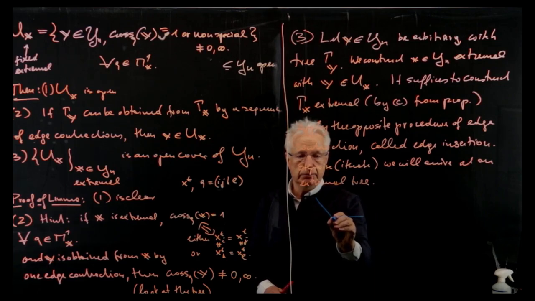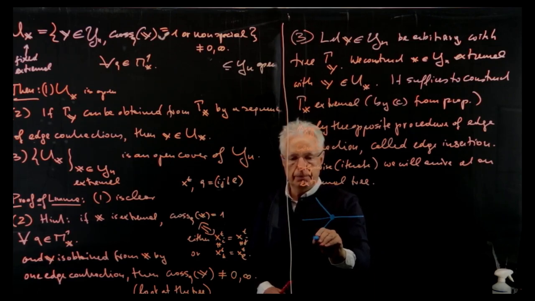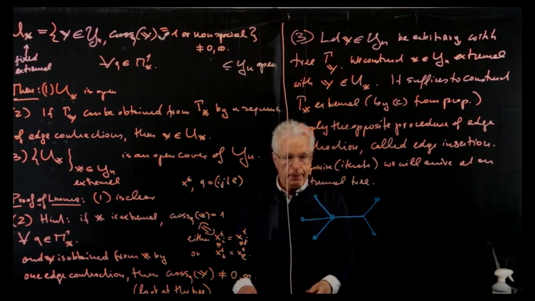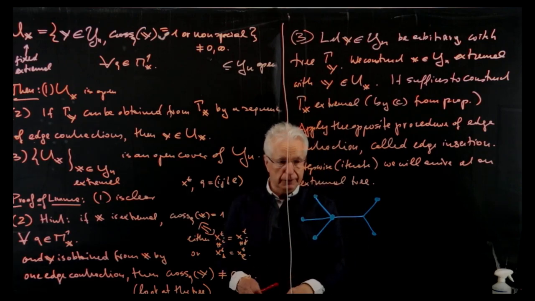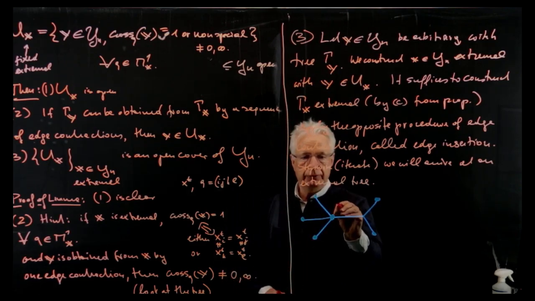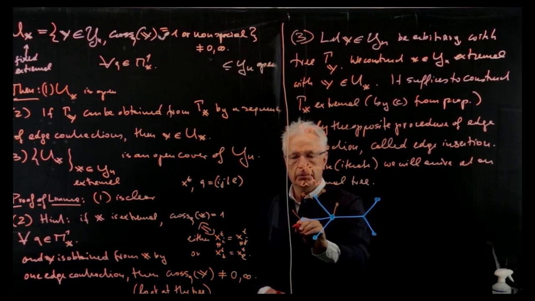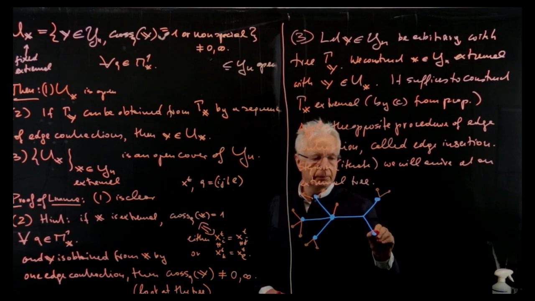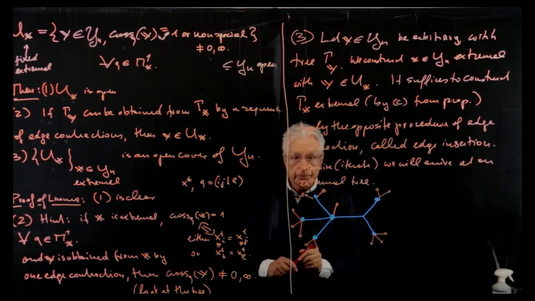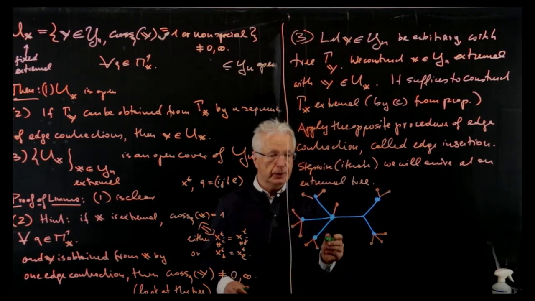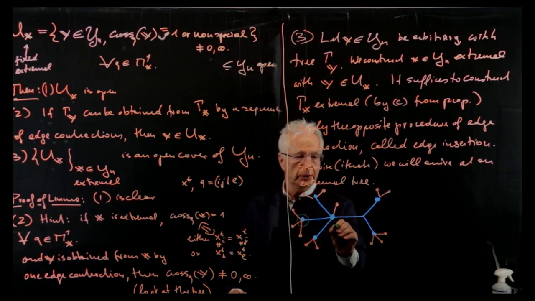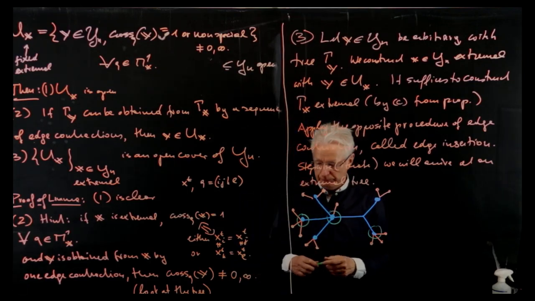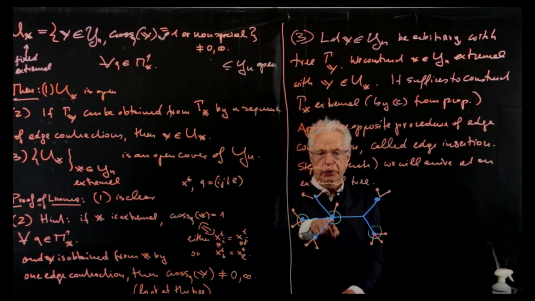Let me take here this is certainly not an extremal tree, because here we have degree 4. Maybe we even have something like this. So we have many vertices of degree 4. Maybe I take them in green. This one is not good. This one is not good. This one is not good. They have degree at least 4. This one even has degree 5.